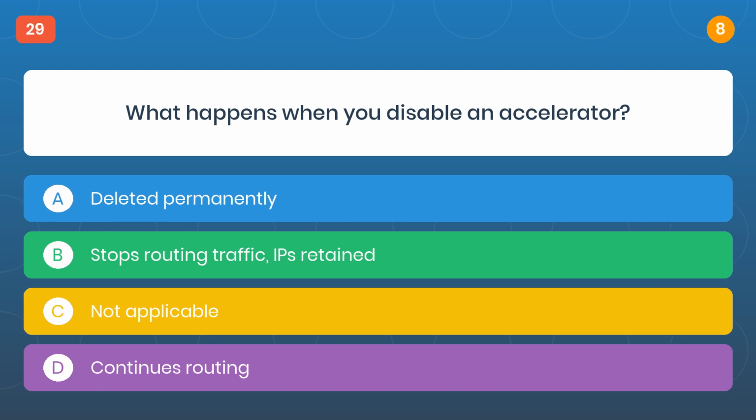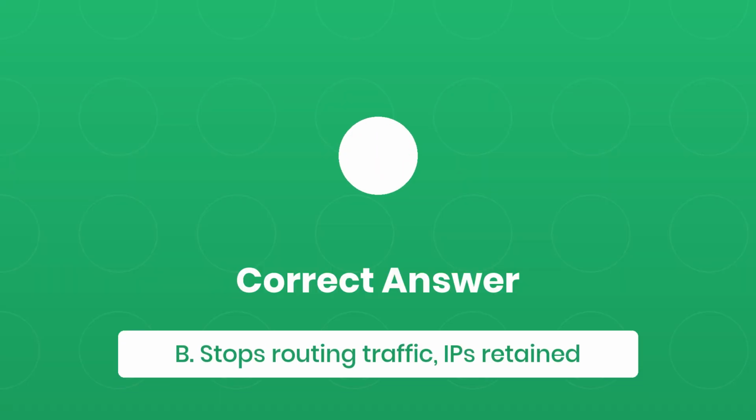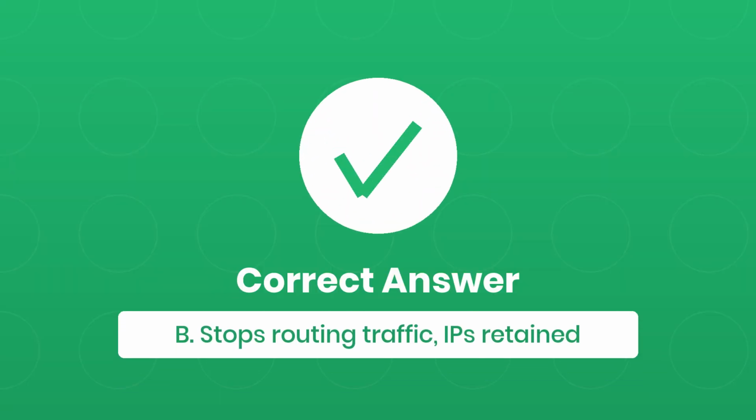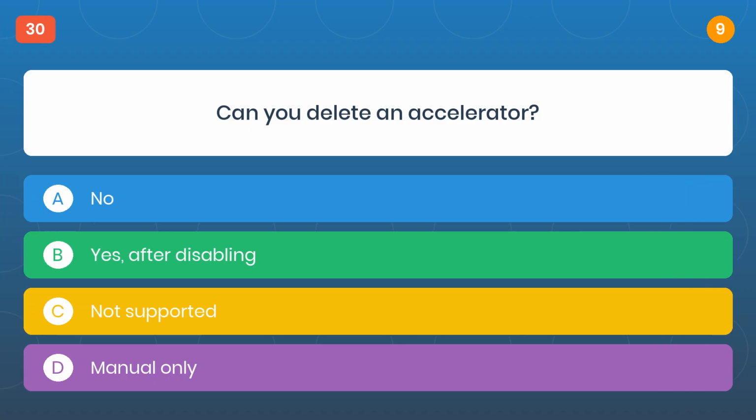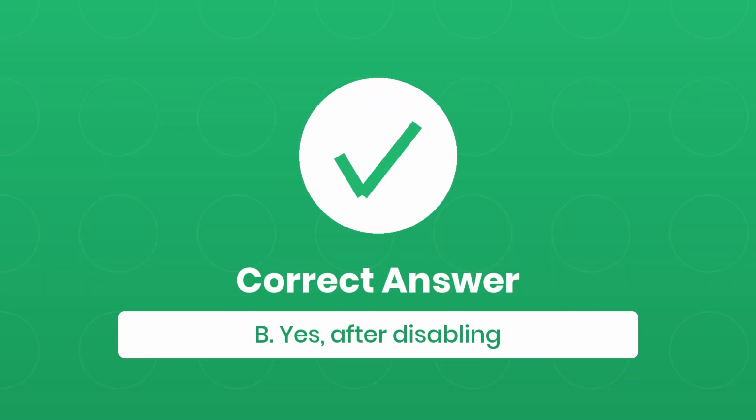Question 29. What happens when you disable an accelerator? The correct answer is B, stops routing traffic, IPs retained. Question 30. Can you delete an accelerator? The correct answer is B, yes, after disabling.